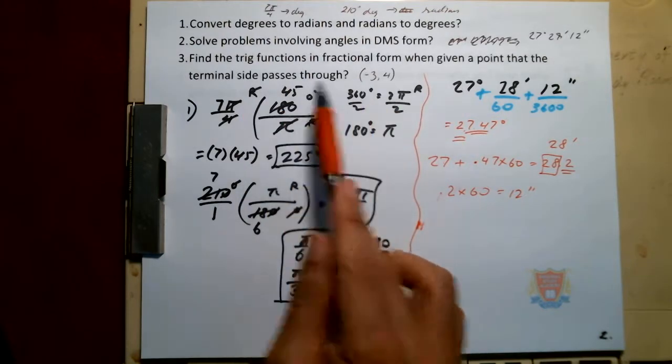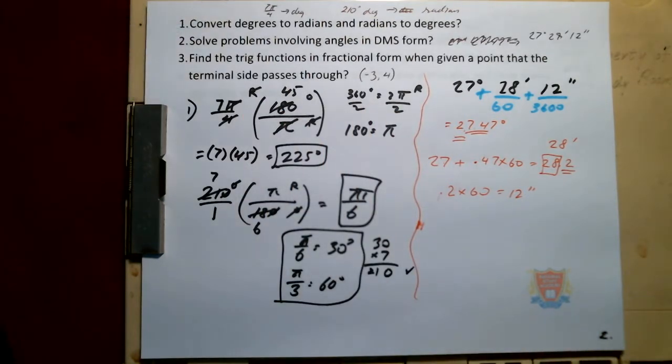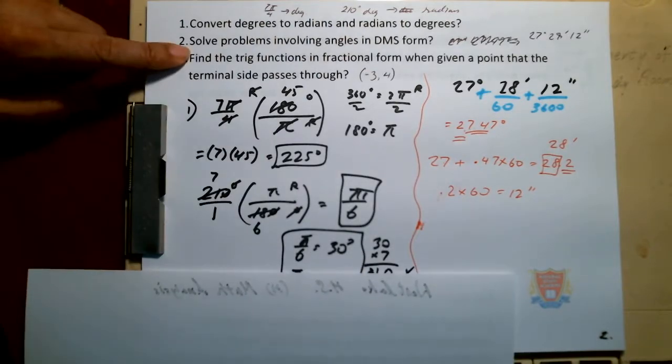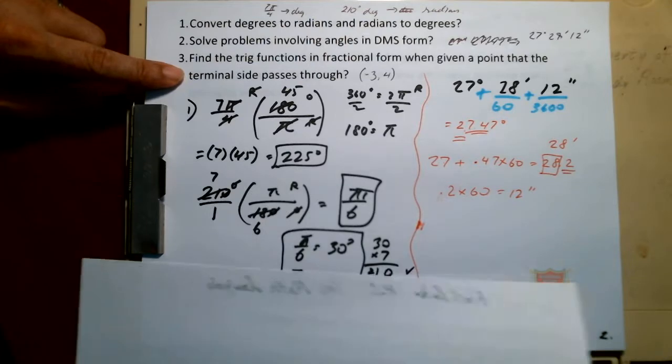And this one's going to be a little bit hard, so I'm going to use a different paper on this. Let's say find the trig functions in fractional form when given a point that its terminal side passes through: negative 3 comma 4. I'm going to do it on the back here. It goes through negative 3 comma 4.